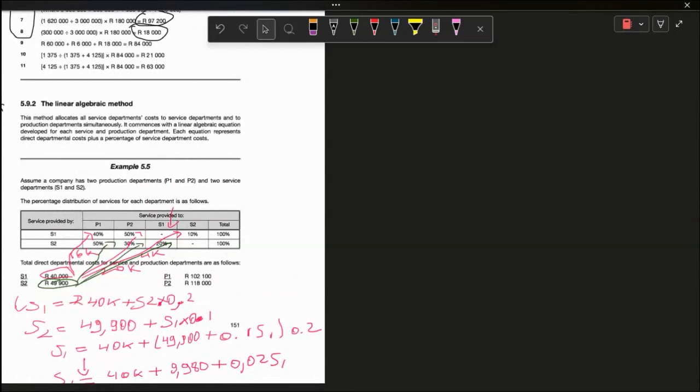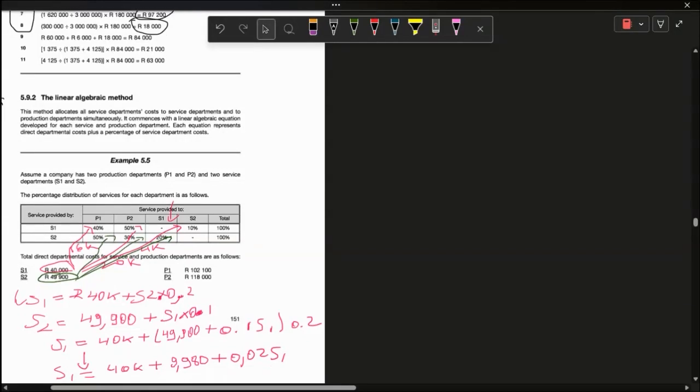Now, the algebraic method is the best method and it's the simplest method. It might look complicated, but it's not. What it says is that this method allocates all service department costs to service departments and to the production departments simultaneously, right? So it's basically going to work like we've done again with the percentages. It's all percentages, but they have provided you, for example, a table here.